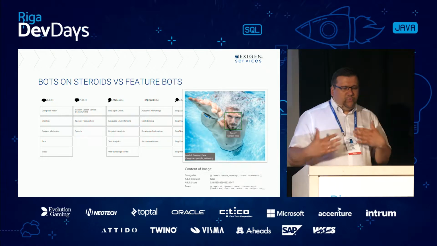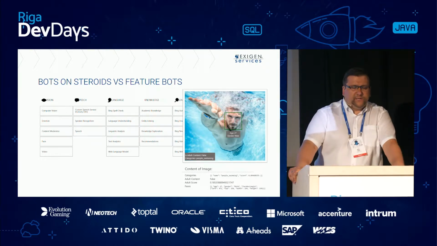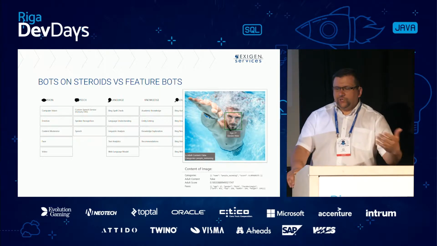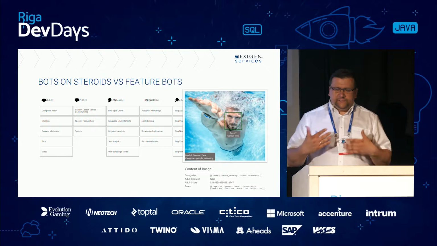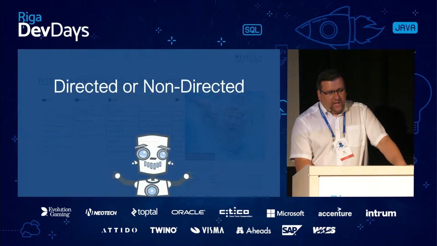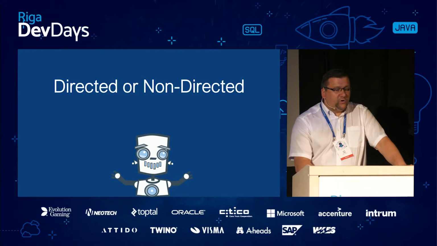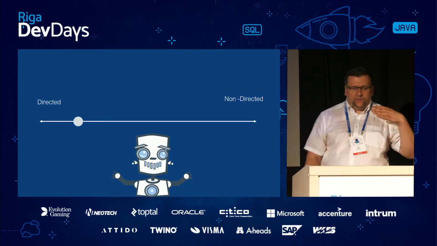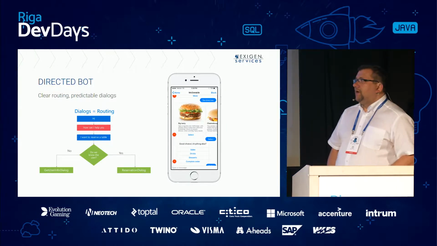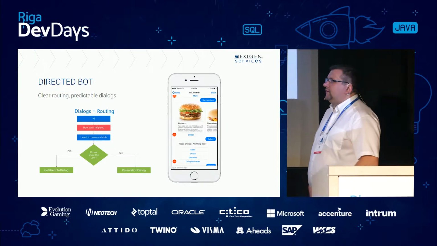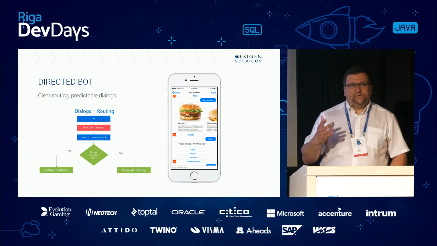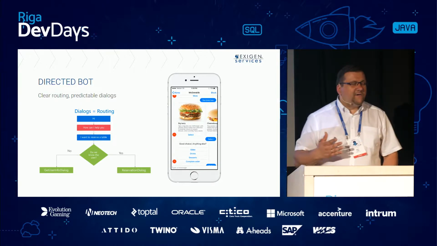We could say that historically there are two types of bots. Some bots are on steroids, which can recognize images and do text analysis and things like that, and some are feature bots. We could call them directed or not directed. A directed bot is, for example, the usual chatbot application on Facebook Messenger.